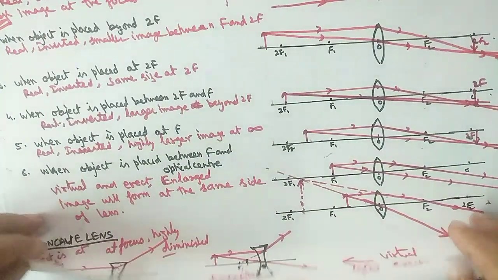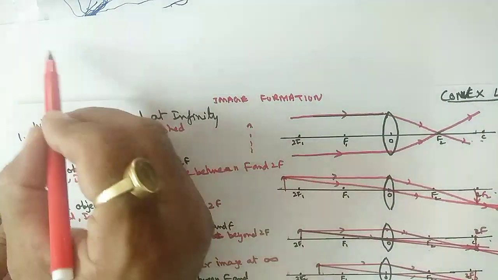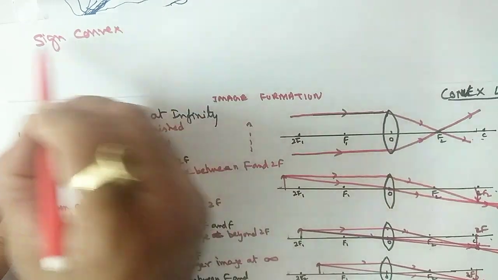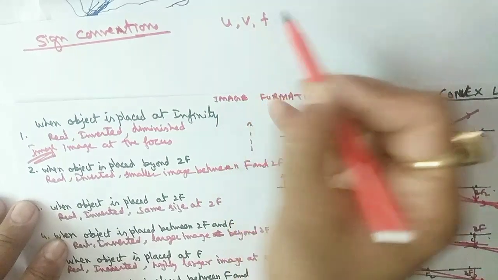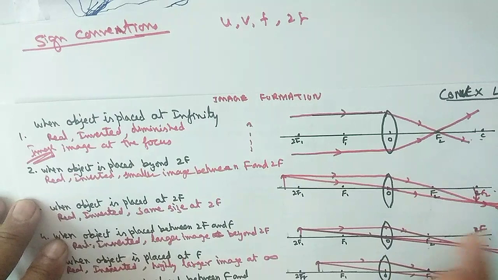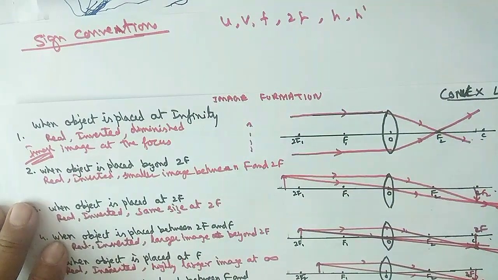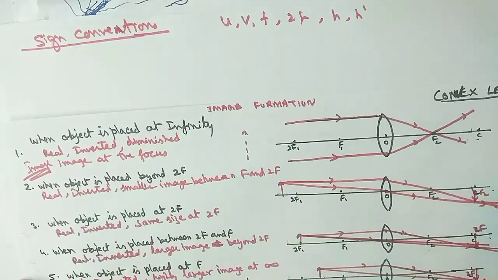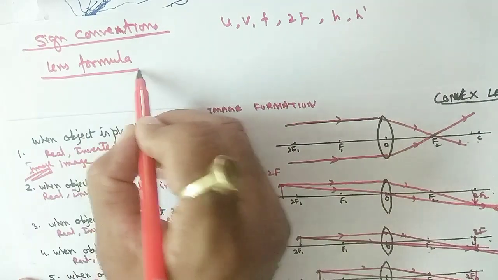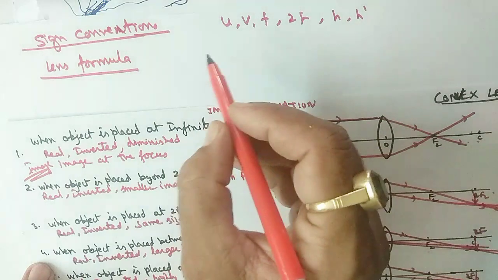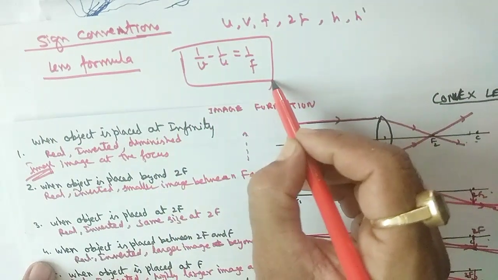Now we can discuss some more points about the lenses. First, the sign convention. We already know all the sign conventions in the case of mirrors, that is, the measurement of u, v and f or 2F, so follow the same rules, including when they are positive and negative, and the rules for h and h dash, the height of the object and the height of the image. The rules are the same. The new and more important thing is the lens formula: 1 upon v minus 1 upon u is equal to 1 upon f. Remember this.